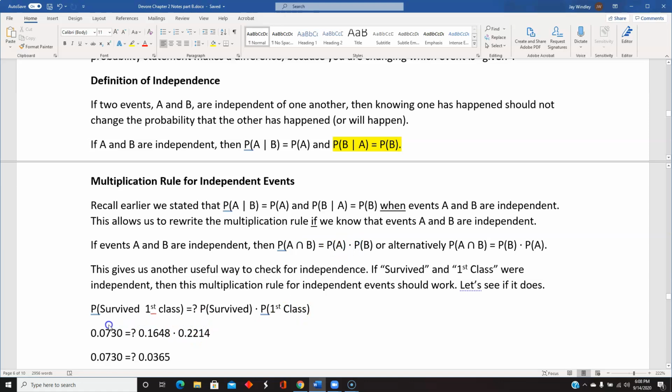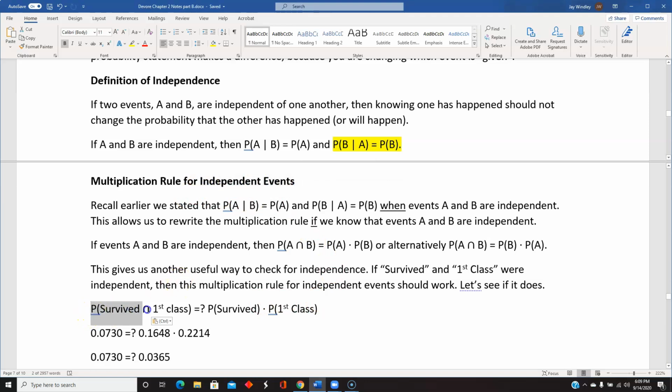So often I like to write this like this. Is the probability of survived and first class, is that the same, question mark, as the probability of survived times the probability of first class? If this multiplication works, then that means the events are independent, because that's the only time this multiplication works.